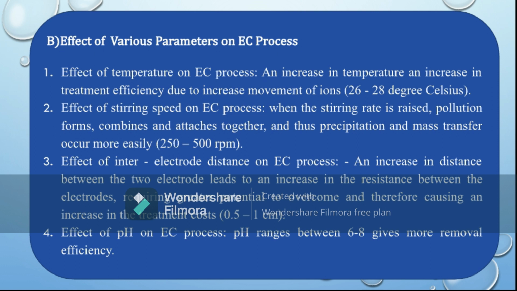Effect of inter-electrode distance on EC process. An increase in distance between the two electrodes leads to an increase in the resistance between the electrodes, requiring greater potential to overcome it and therefore causing an increase in the treatment cost. Optimum inter-electrode distance is found to be 0.5 to 1 cm. Effect of pH on EC process: pH ranging between 6 to 8 gives more removal efficiency.